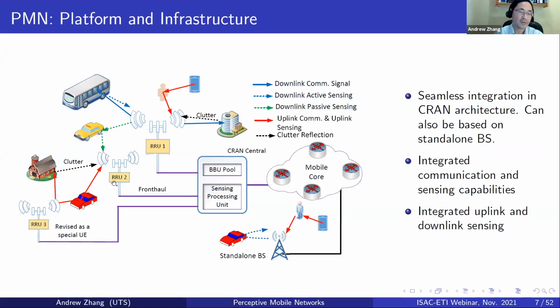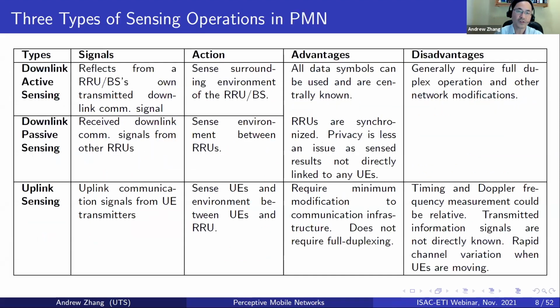And for active sensing, we mean the sensing signal is coming from the same transmitter. The passive and active sensing are named in a way similar to passive and active sensing in radar. And for both the standalone base station and the C-RAN structure, we can achieve the three types of sensing. These integrations can see different advantages and disadvantages.